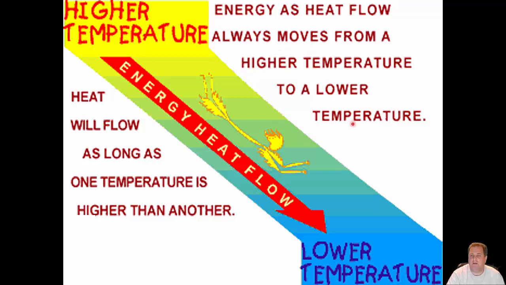That may seem foundational or easy or obvious, but that is a key fundamental understanding. The other one is heat will flow as long as one temperature is higher than another. And this is going to lead to things that, eventually, everything will come to the same temperature. So very, very important ideas. Energy is going to flow, or heat will go from the higher object to the lower, and that energy will keep going until the two objects reach the same temperature.